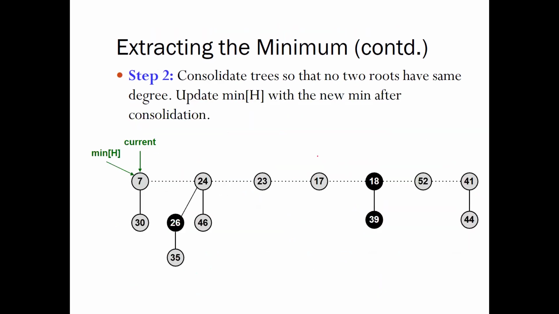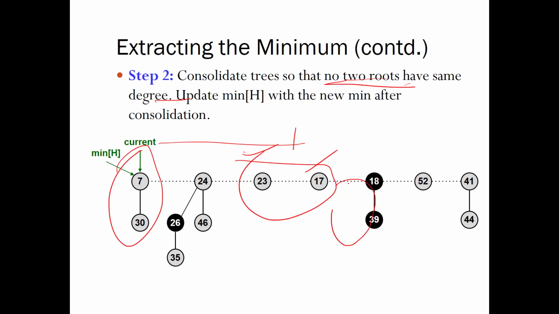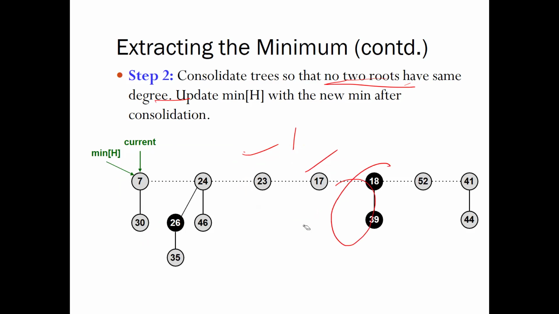So in step 2, once again, what are we trying to do? No two roots should have the same degree. That is, this tree should be changed in such a way that once these two are combined, they become a degree 1 tree. That is same as this one and same as this one. So you have to combine again and again till all the degrees are different. Now, once you do all that, the last step is update the min of h.